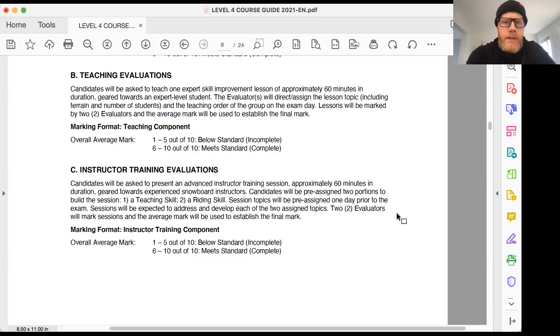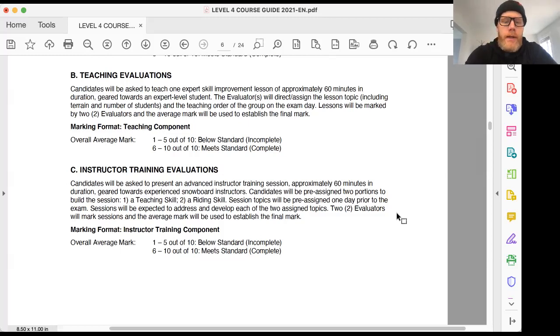The next sentence here says the evaluator will direct or assign the lesson topic, including the terrain and number of students, and the teaching order of the group on the exam day. With the teaching evaluation, it is a 60-minute lesson, or approximately 60 minutes. The assignment that you will be given really is just the terrain, as it says here: terrain and number of students. So there is no assigned topic for this lesson.